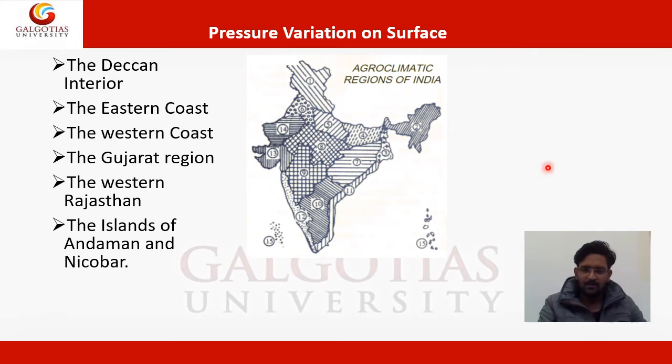So what you are seeing on the screen are the 15 major climate regions into which the Planning Commission has divided India. Now what we will see one by one, we will try to understand and cover in this lecture a few important climate regions of India. Okay.